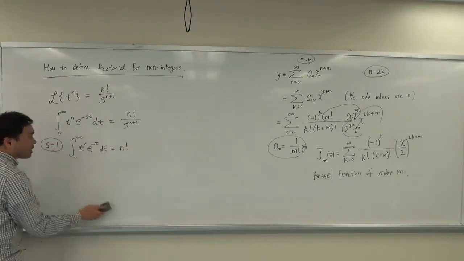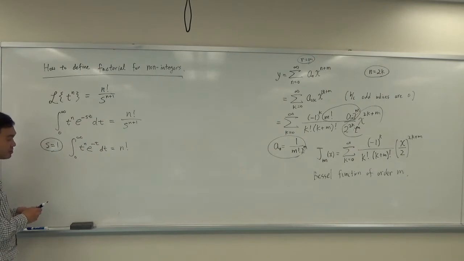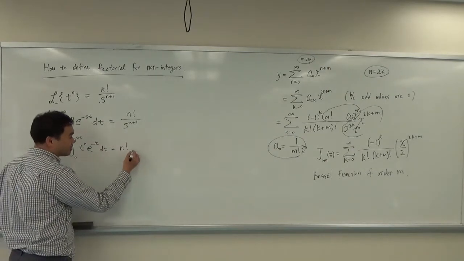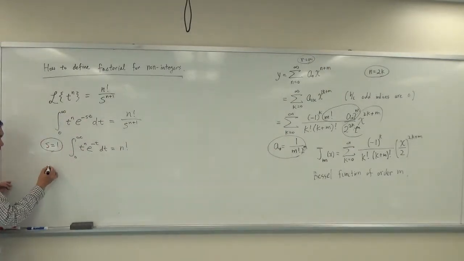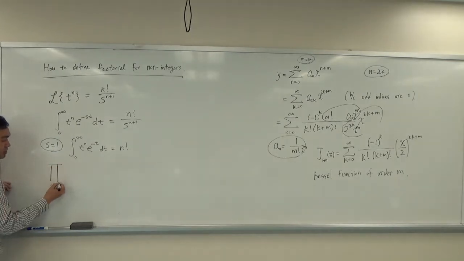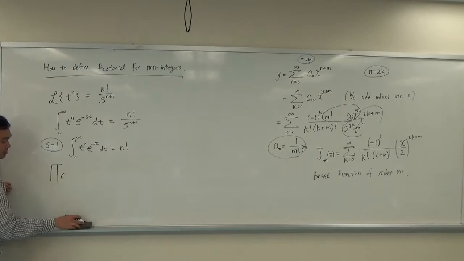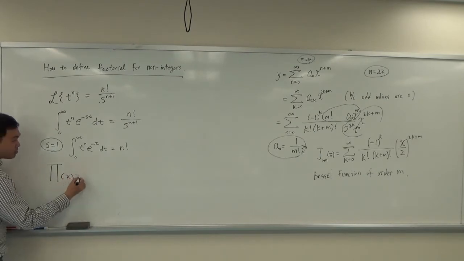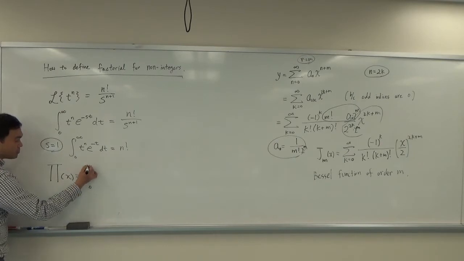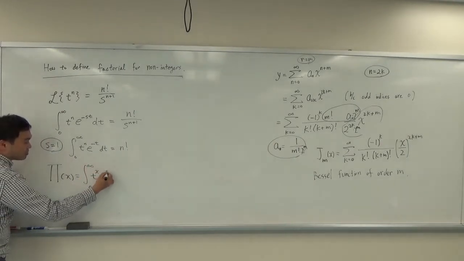And Gauss looked at this and said, okay, we're going to define this as pi of n, or just any x, pi of x. Pi of x is equal to the integral from 0 to infinity of t to the x e to the negative t dt.